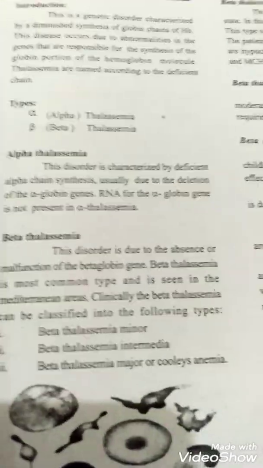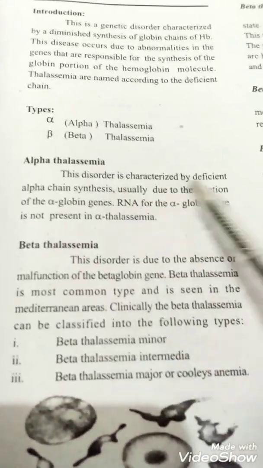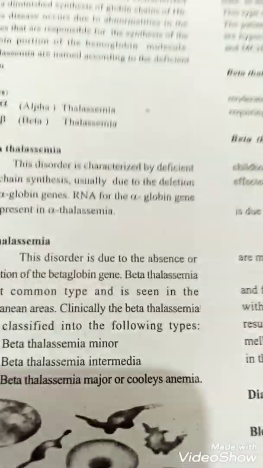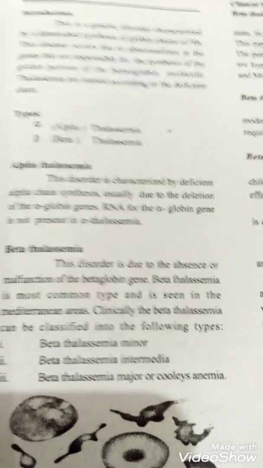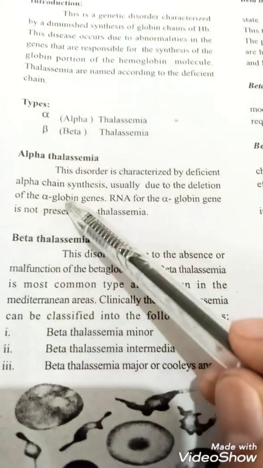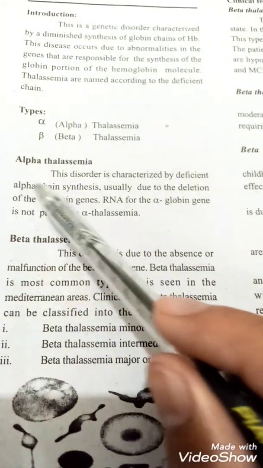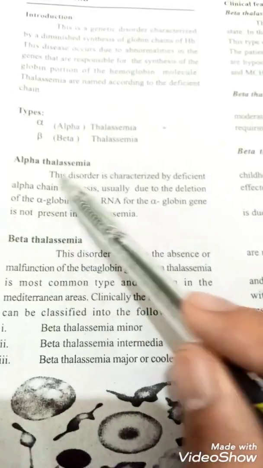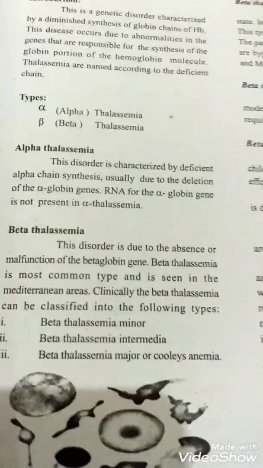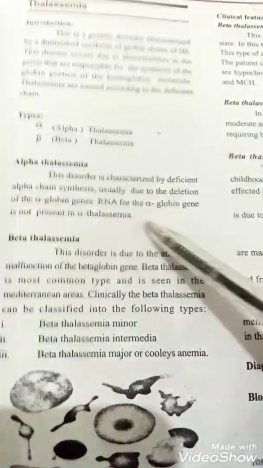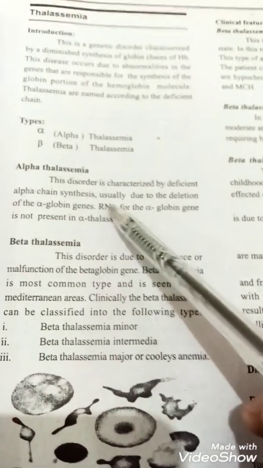Come to the alpha-thalassemia. This disorder is characterized by deficient alpha chain synthesis. When there is a deficiency or disorder in the production of alpha chain synthesis, it is known as alpha-thalassemia. It is usually due to the deletion of the alpha globin genes. Okay, there is a deletion or problem in the synthesis of alpha globin genes. So there is a missing part in the alpha globin genes which help in alpha chain production. So it is known as alpha-thalassemia.